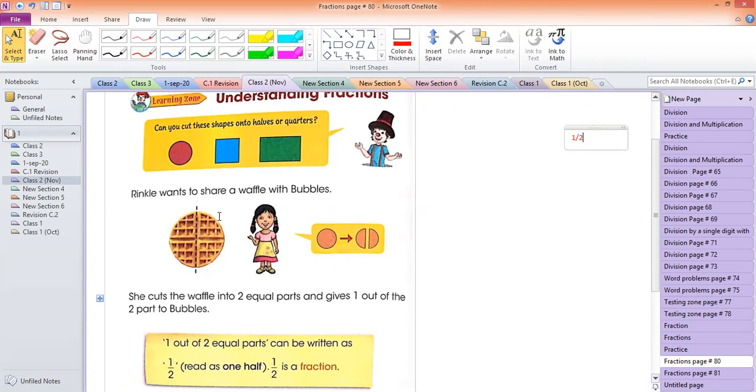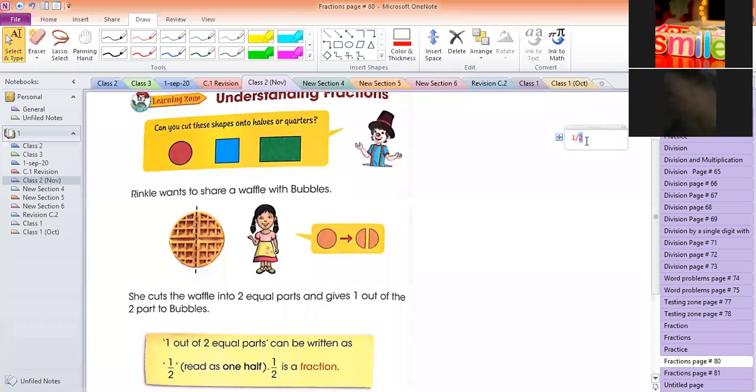Because you know the fraction: this is the whole, but you divide it into two equal parts. So how many total equal parts are there? There are two equal parts. And how many parts is Wrinkles going to eat out of two? She is going to eat only one part. So 1 out of 2. And if I ask about Bubbles, Bubbles is also going to eat half of the waffle. That means she is also going to eat 1 out of 2 equal parts, right? So we can say 1 out of 2 equal parts can be written as 1 over 2, and we can also say this is half, and this is the fraction, 1 over 2.